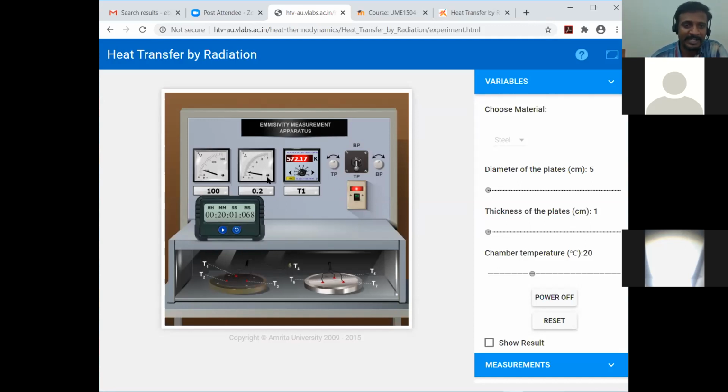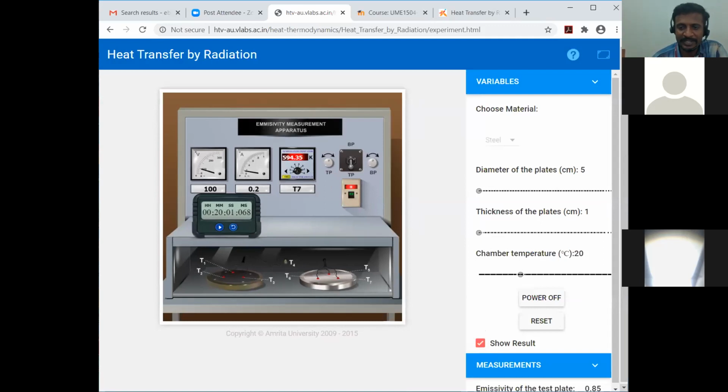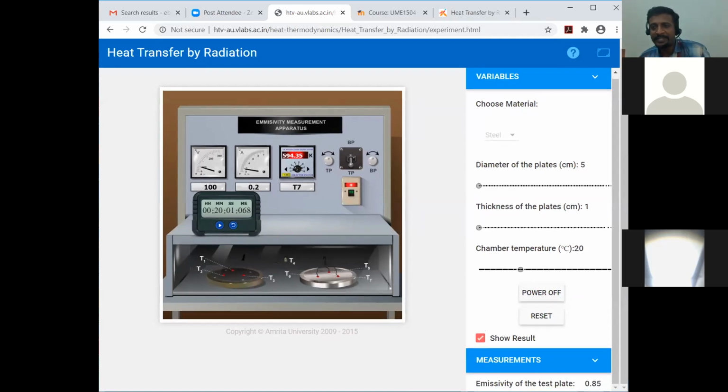Now you can see it has reached the stable state. If you want, you can check all the temperature values here. Everything is as we have given. And now if I show result, just check the result, and the value is 0.85, you can see. So that is the emissivity of the steel plate. So it's just an approximate understanding of how to conduct a setup in an emissivity apparatus.